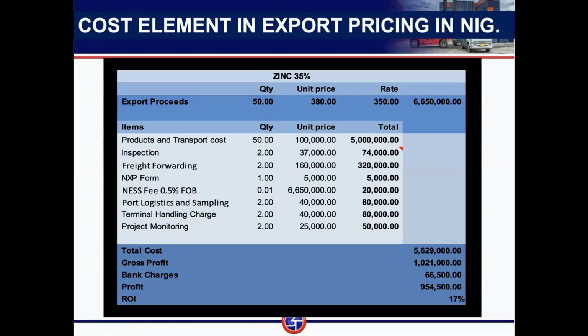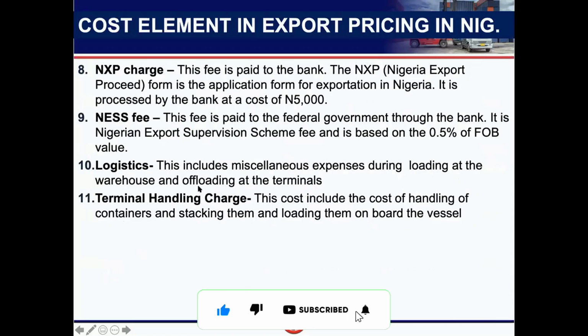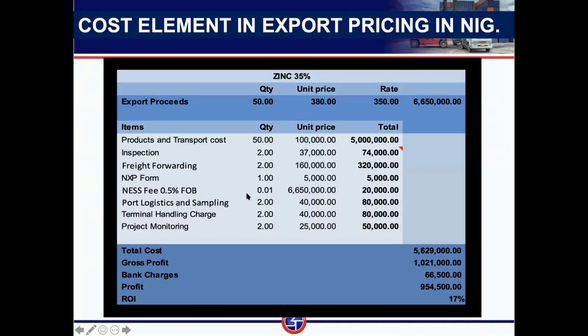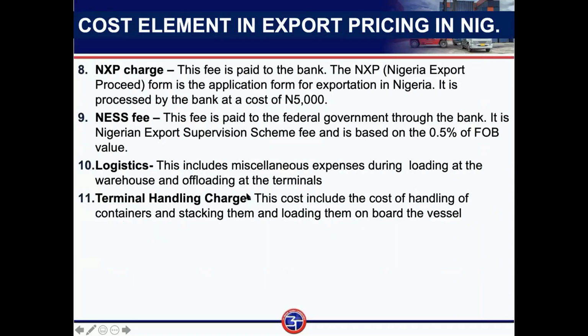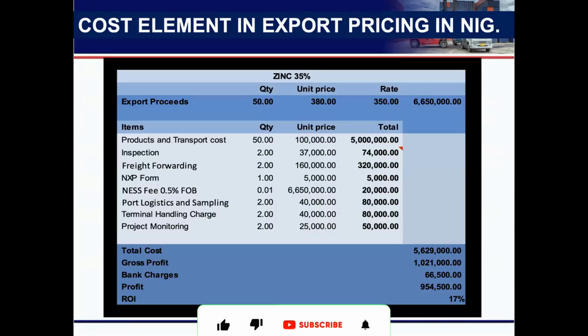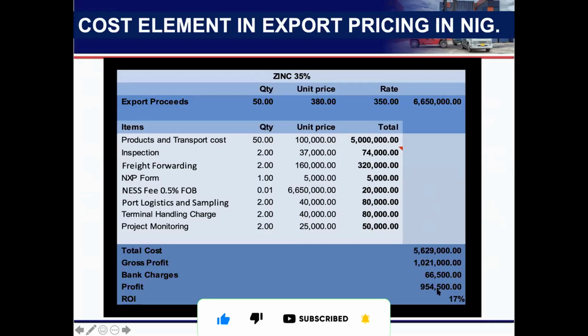But the freight forwarding already involves the certificate of origin. We already included it. Insurance will have been included in the transport. Then inspection is here. But what you notice, when you look at all the costs we have highlighted, is that for every project you do, you're not going to have to deal with all of them. So this is the total cost of the project. This is the gross profit, bank charges, and the profit.